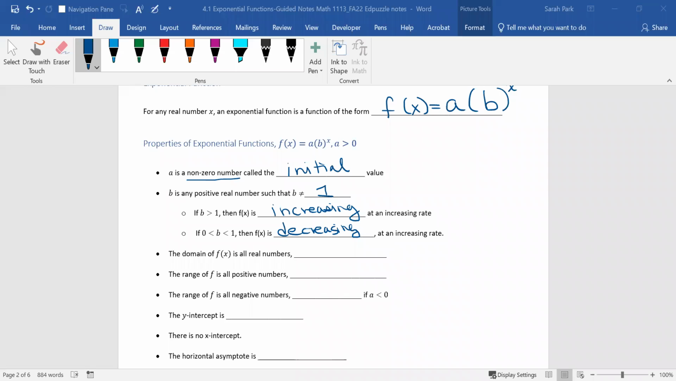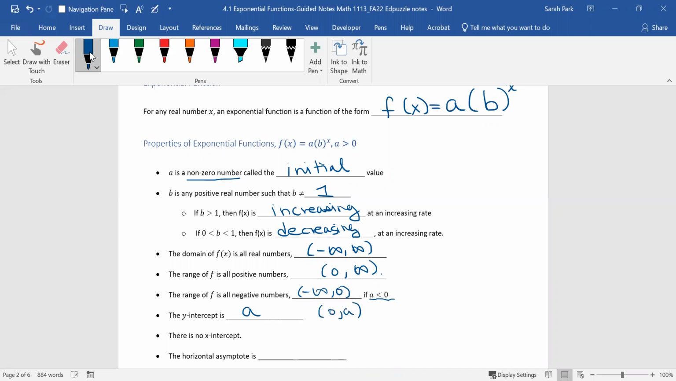Okay, the domain of f of x is all real numbers, and if we write that in interval notation, we would write -infinity to infinity. And the range for f of x is all positive numbers, and as an interval, that's 0 to infinity. If your a value, your initial value, is a negative number, then the range is all negative numbers, or -infinity to 0. The y-intercept is your initial value, or a. As a coordinate, we would write (0, a). There is no x-intercept if your exponential function is in this form.